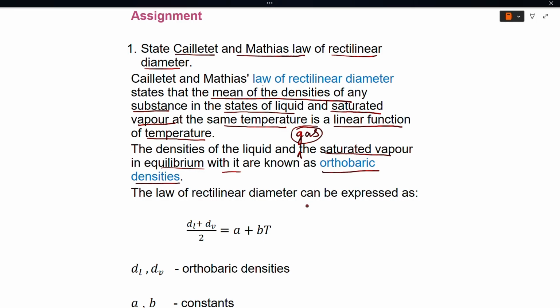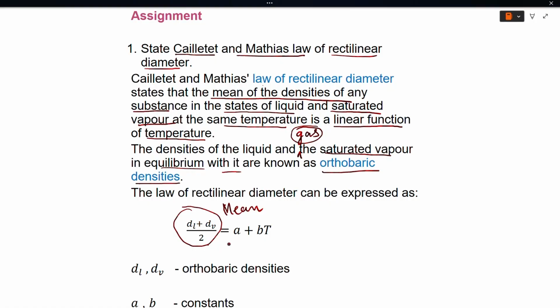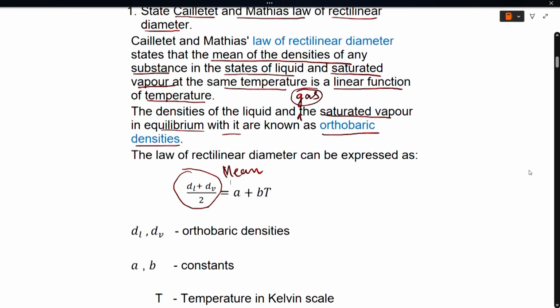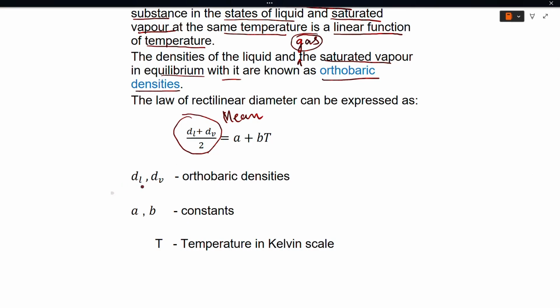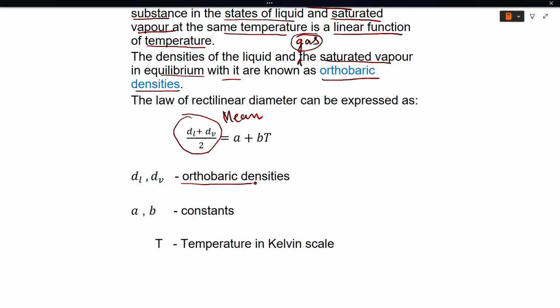Now, the law of rectilinear diameters can be expressed as (dl plus dv) by 2, which represents the mean of densities of liquid and vapor, which is equal to A plus B into T, where A and B are constants. dl and dv are the densities of liquid and vapor which are in equilibrium at a given temperature, known as orthobaric densities. A and B are constants and T is the temperature in Kelvin scale.